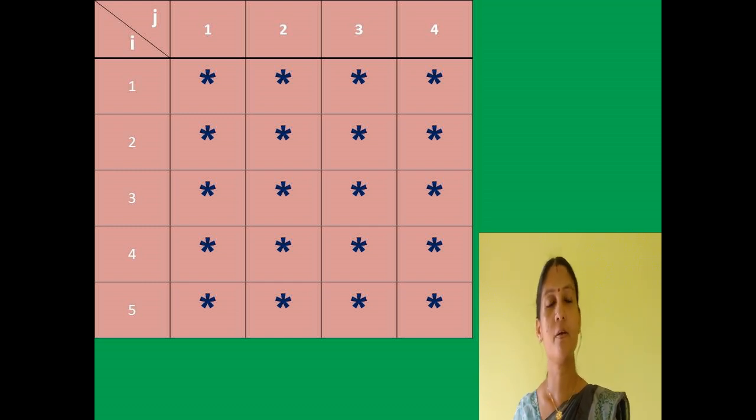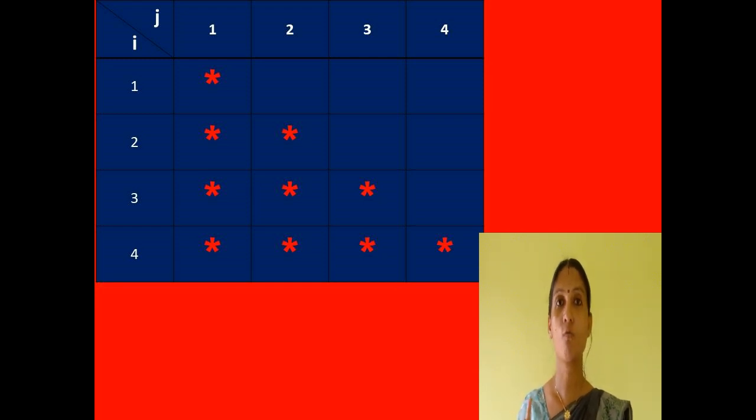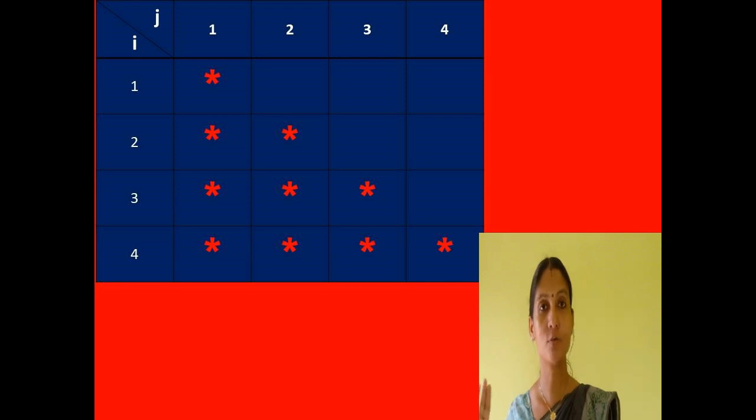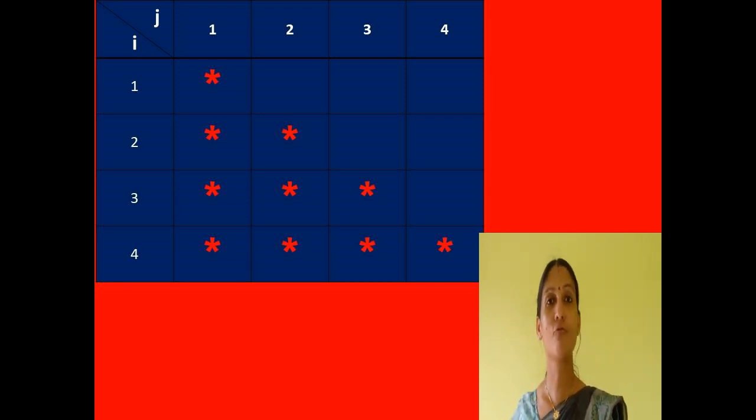The next shape we can create is a triangle. See, in the first row we have 1 column. In the second row we have 2 columns. In the third row we have 3 columns. In the fourth row we have 4 columns. That means the number of columns is equivalent to the number of the row. Then we can make a triangle.